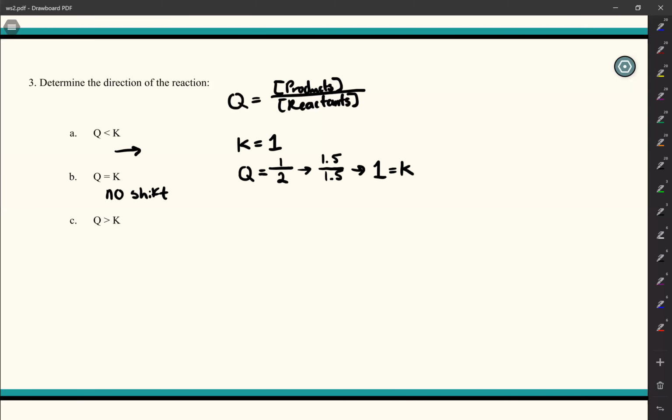So for C, you can imagine it would be the opposite of this. So if I have a Q that's 2, that would be effectively 2/1. That's still greater than K, which is 1. And in order to fix this to get back to equilibrium, I would still put 1.5 and 1.5. But the 0.5 is being added to the reactants instead of being added to the product. And because I'm adding more reactant and taking away the product, that means the direction of the reaction is going in the reverse.